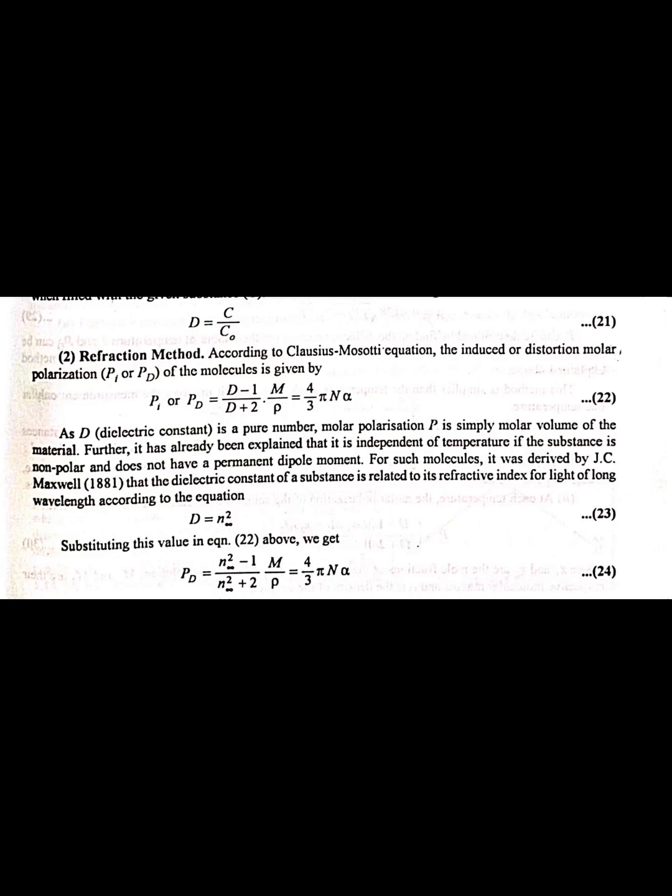Number 2, refraction method. According to the Clausius-Mossotti equation, the induced or distortion molar polarization Pi or Pd of the molecules is given by Pi or Pd is equal to (d minus 1) upon (d plus 2) into M by rho is equal to 4 by 3 pi N alpha. Equation number 22. As the dielectric constant d is a pure number, molar polarization P is simply a molar volume of the material. Further, it has already been explained that it is independent of temperature if the substance is non-polar and does not have a permanent dipole moment.